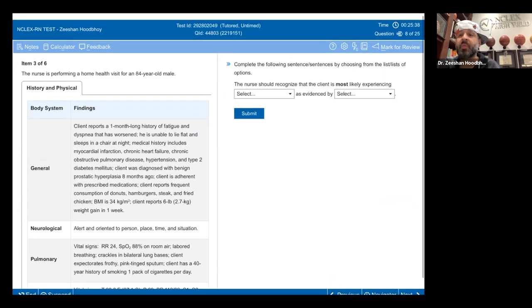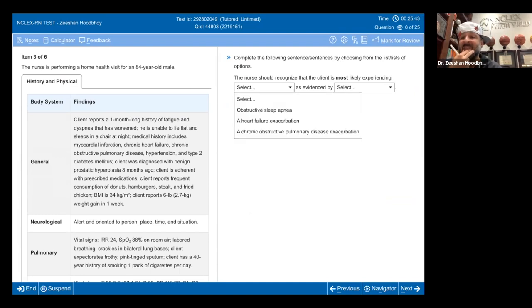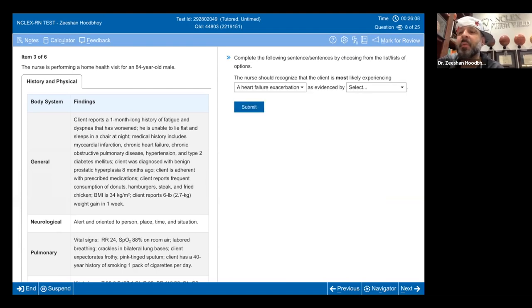All right. So now we're going to do that drop down. We should see that this person has what happening right now? Obstructive sleep apnea? I didn't hear anything about snoring or desatting while sleeping. Heart failure exacerbation? Yeah, we just talked about heart failure. And then COPD exacerbation? Heart failure. And it's evidenced by, so now I'm telling you, this is a freebie question. You just diagnosed heart failure.